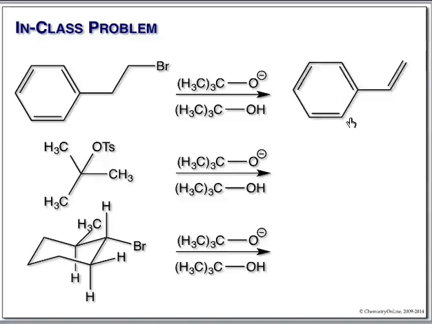Tosylate. Great leaving group. But we have tert-butoxide present. We're simply going to pull a hydrogen off one of these guys. This leaves, and we get the alkene.